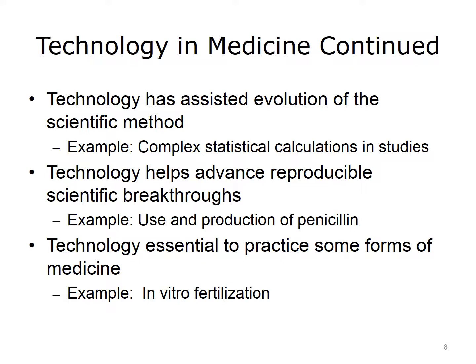Technology helps to advance reproducible scientific breakthroughs. For example, after the discovery of penicillin, technology was key in refining its production and defining how it could be used. At the time when penicillin was first synthesized, stockpiles were scarce, and the penicillin was recycled in order to use it on multiple patients. Technology is also essential to practice some forms of medicine. For example, Robert G. Edwards received the Nobel Prize in Medicine in 2010 for developing the technique of in vitro fertilization. His innovation would have been impossible without the assistance of technology.